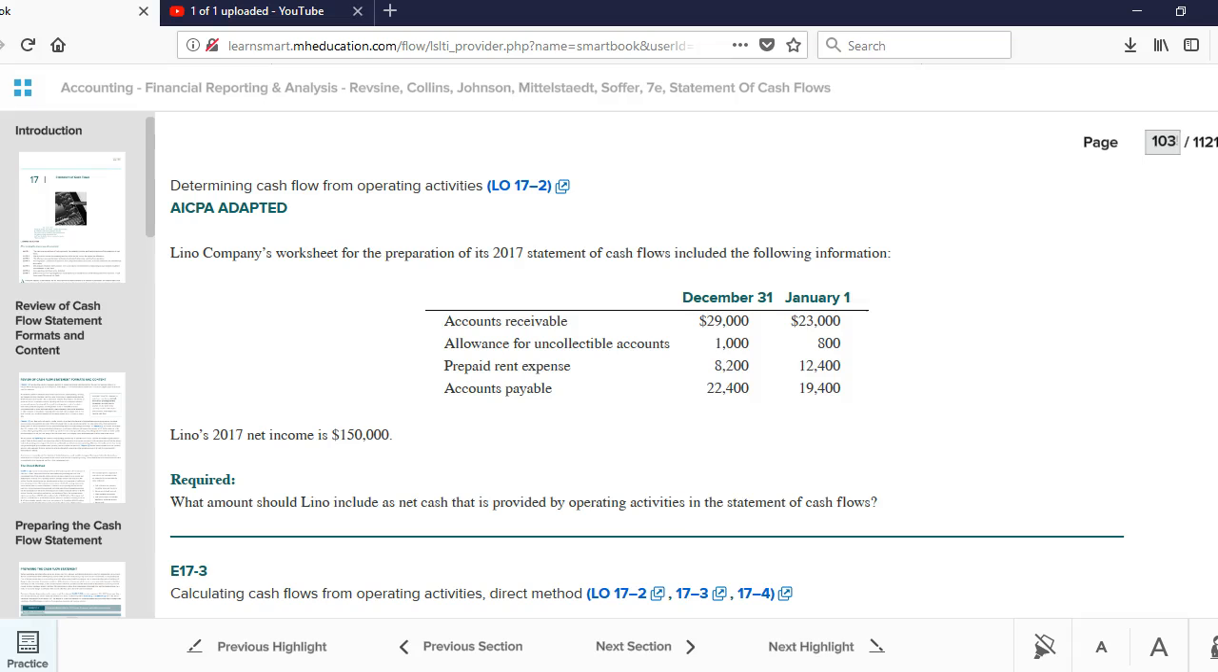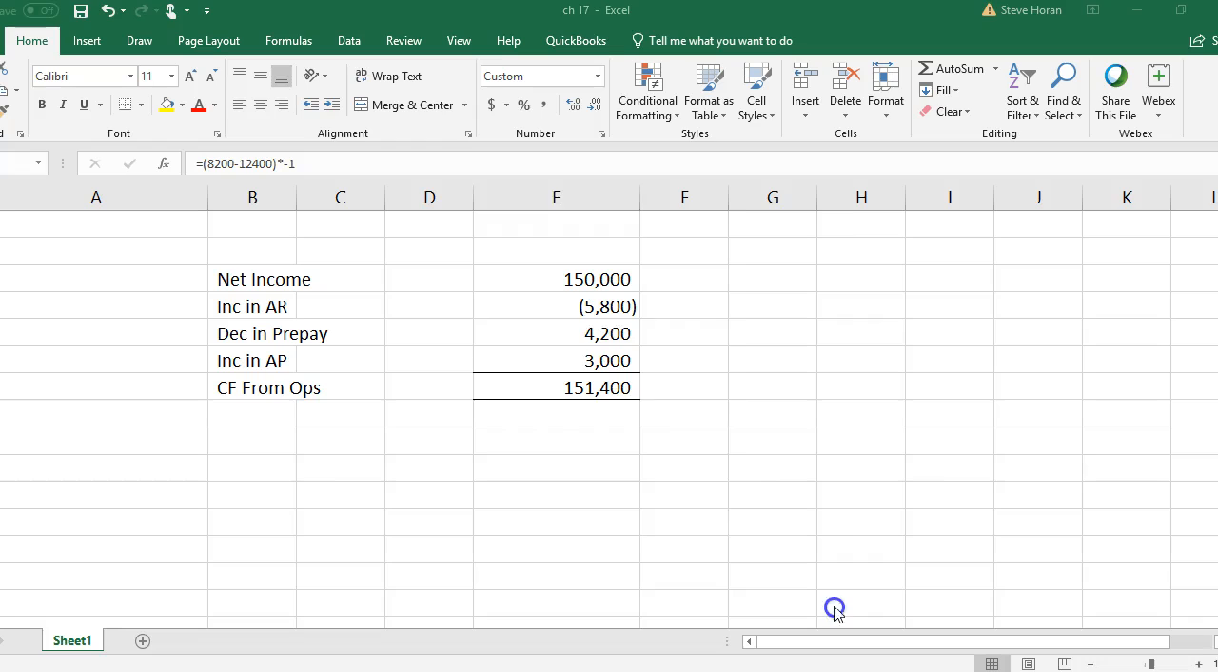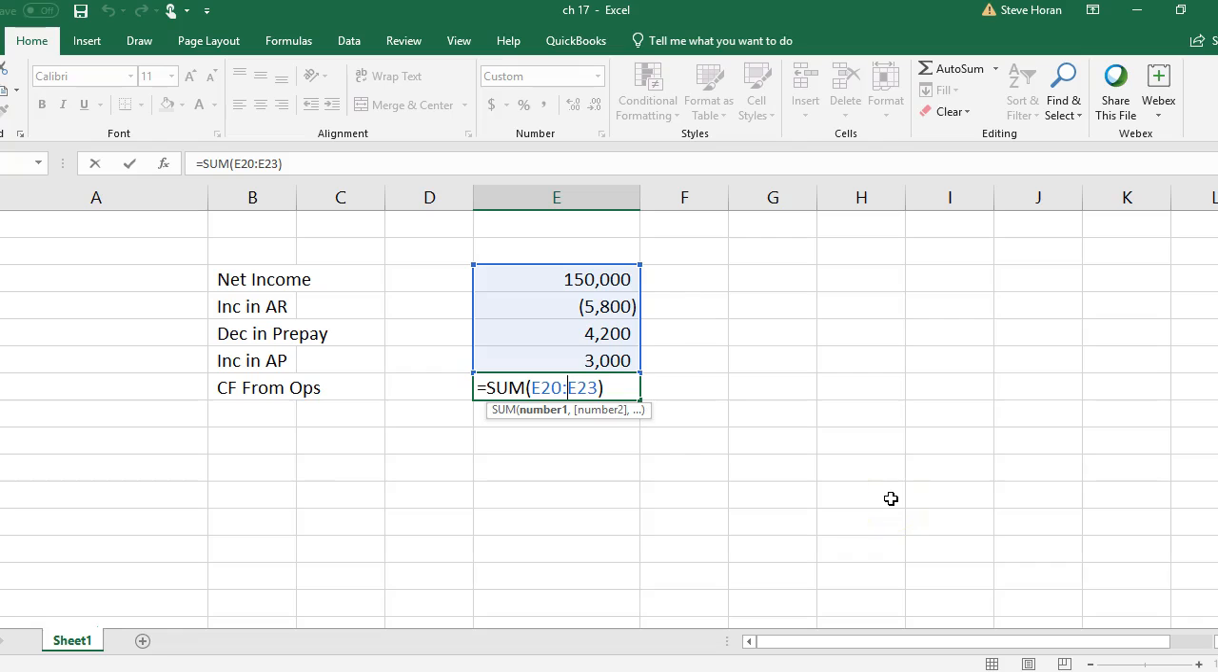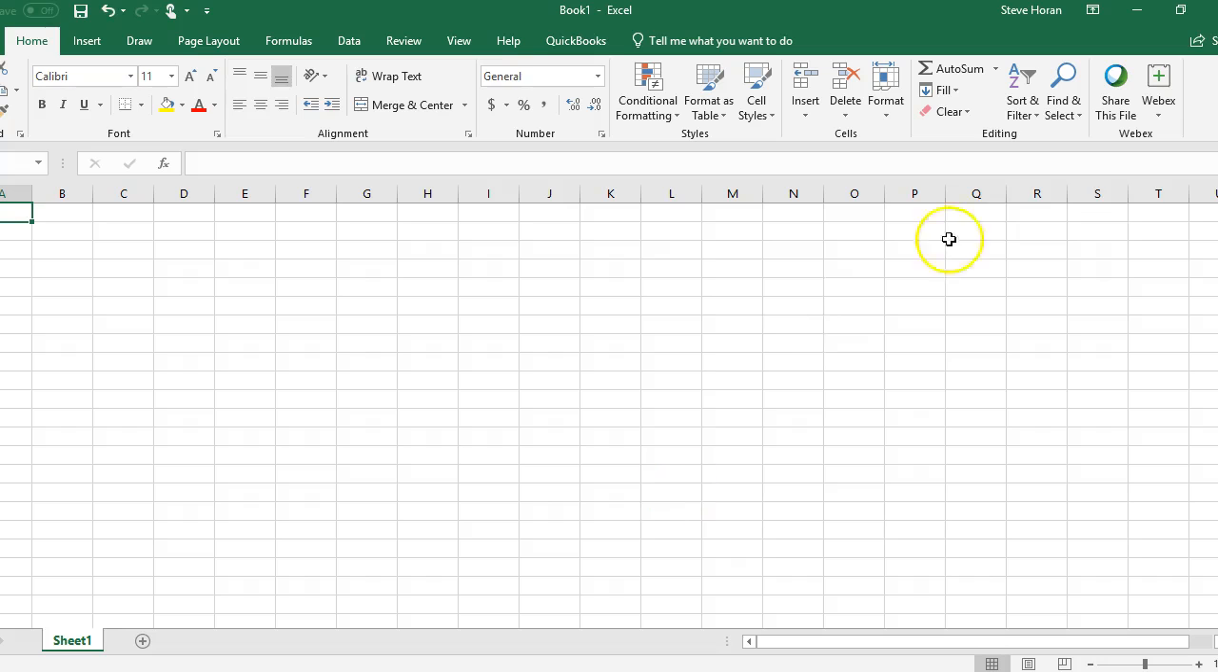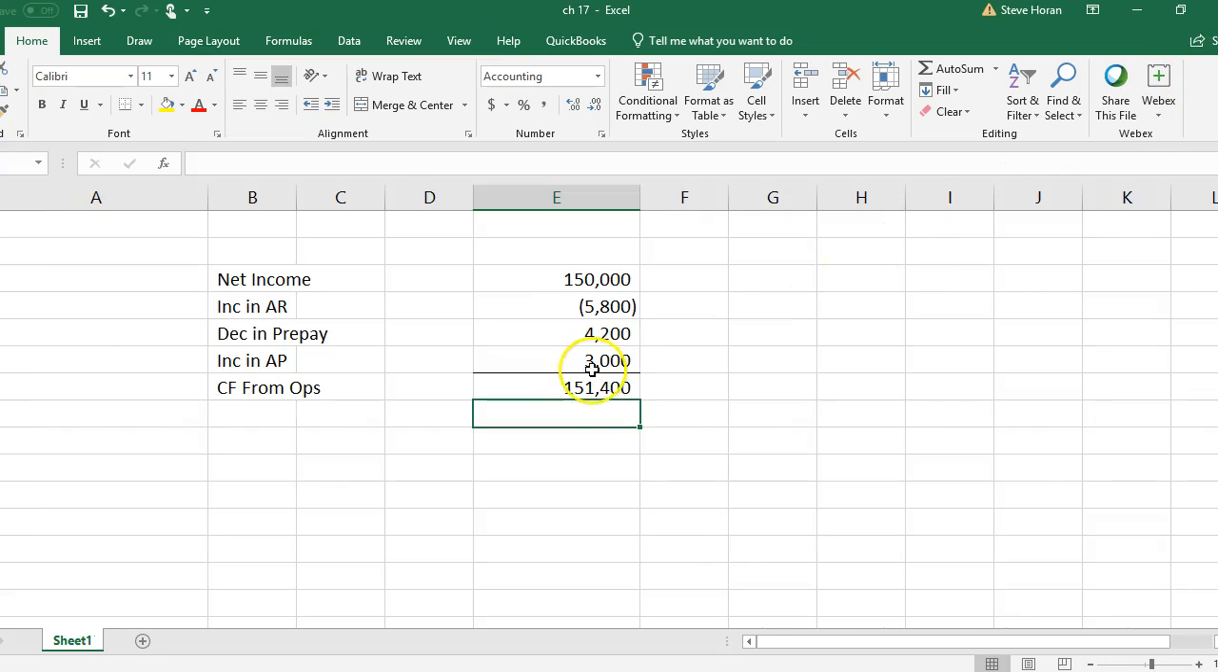Then the last one is the simple one here for accounts payable. This goes up from 19.4 to 22.4, an increase of 3,000. That $3,000 increase is also an increase here. So liabilities go the same sign, increase, increase. I take my net income, add the adjustments down here, and so my cash flow from operations is 151,400. Let me get rid of this spreadsheet I'm not using. So 151,400. That was exercise 17-2.